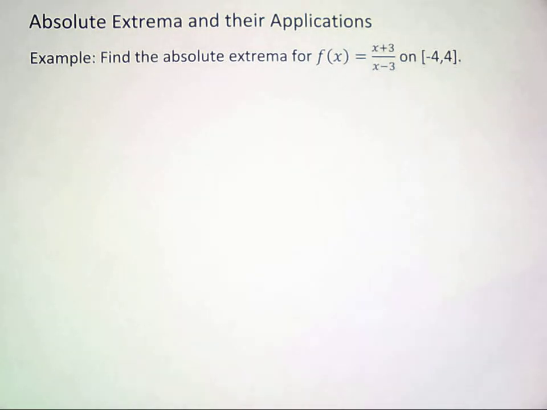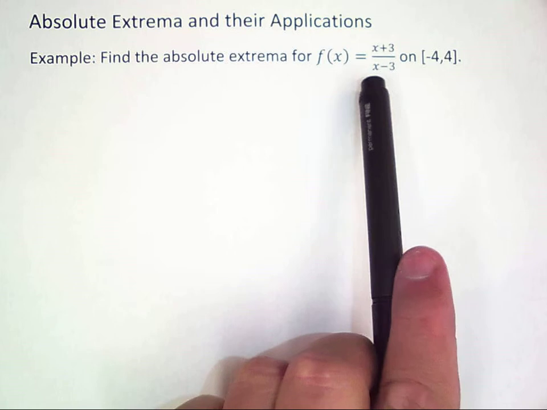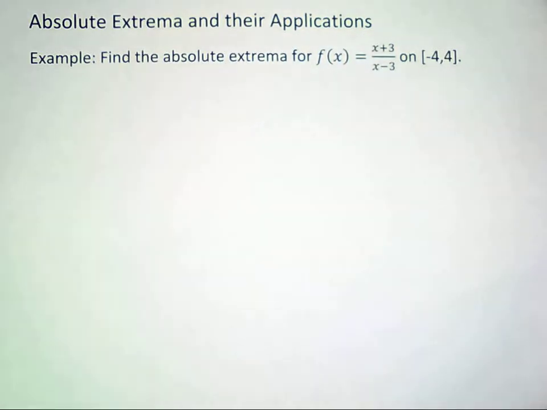Now let's look at absolute extrema with an example where the function is a rational function. In this particular case, we've got the rational function f of x equal the quantity x plus 3 over the quantity x minus 3 on the closed interval from -4 to 4. Now, earlier I had mentioned that if you have some special cases, there are some pretty easy procedures for finding the absolute extrema. Rational functions are seldom, if ever, going to satisfy those conditions.